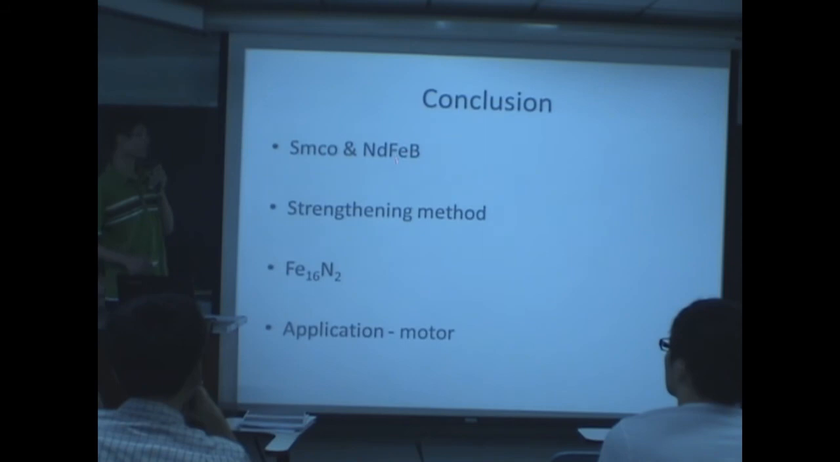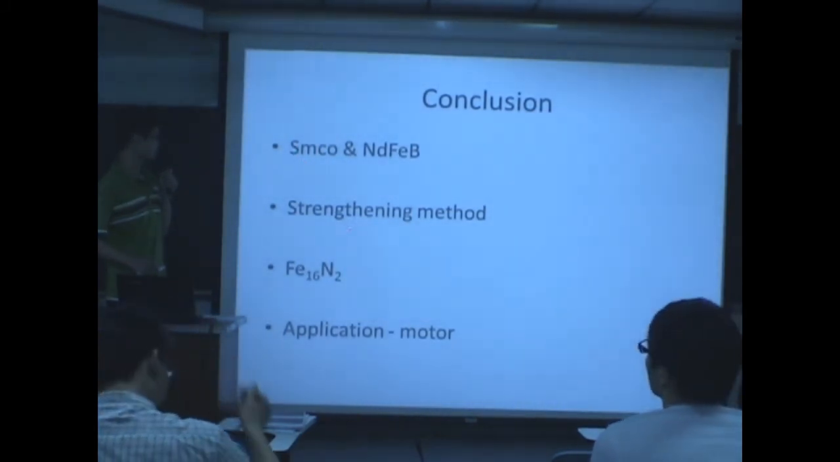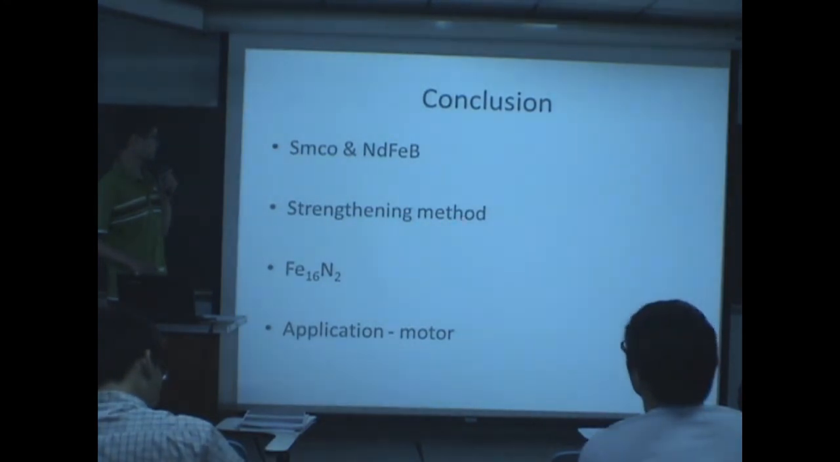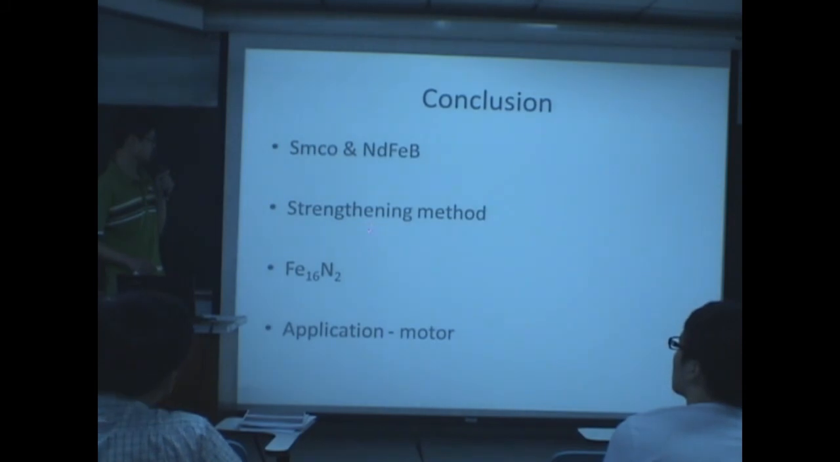To summarize our presentation, in the beginning we introduced samarium cobalt and neodymium magnets and their basic material properties. And then we introduced some methods to strengthen these magnets, and we introduced a new material called iron nitride. And finally, we introduced some applications, especially in motors.